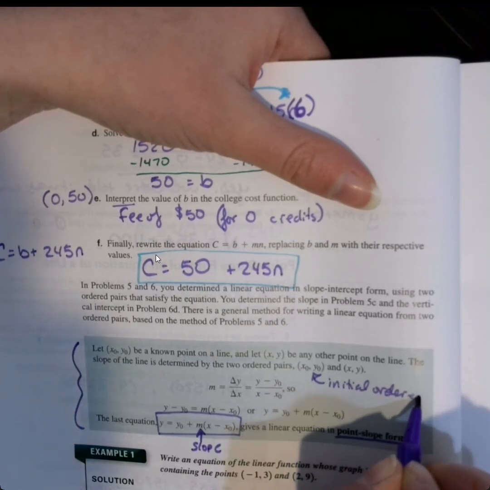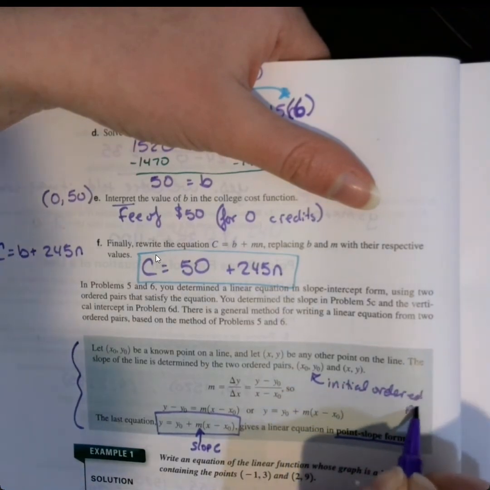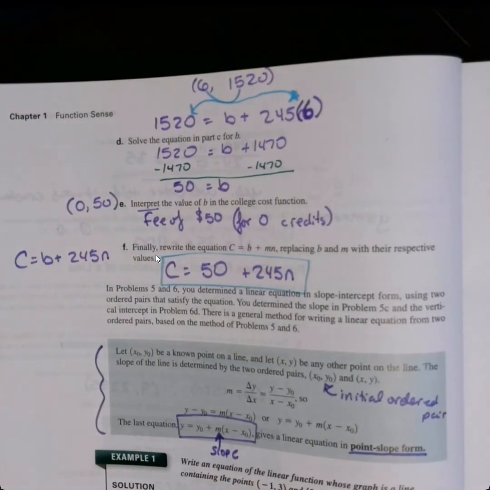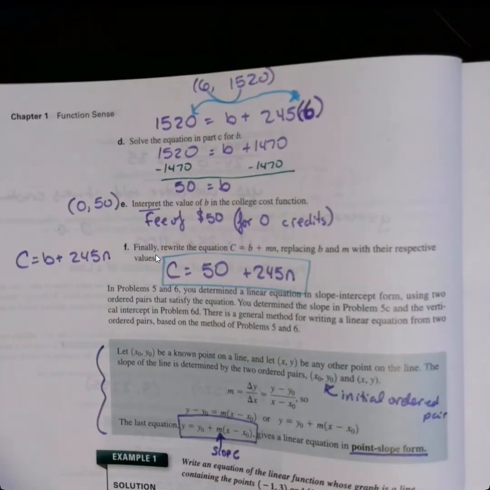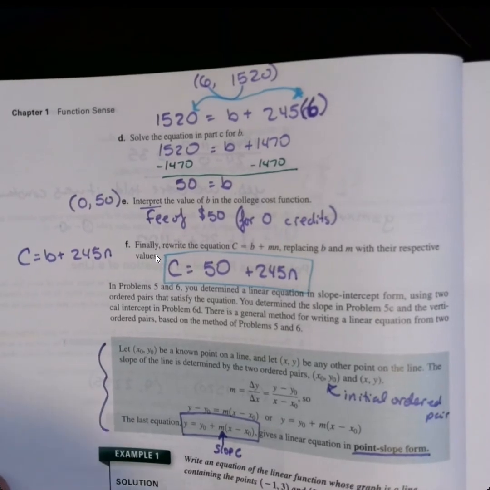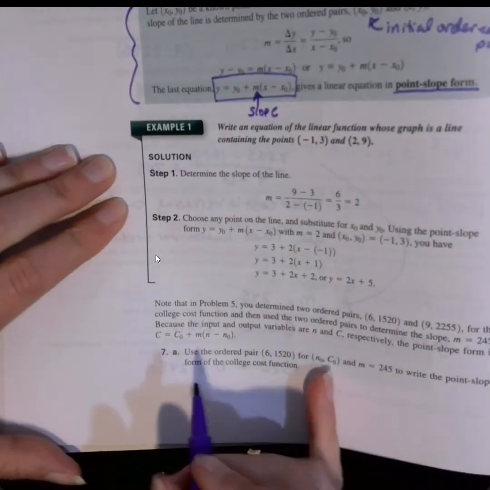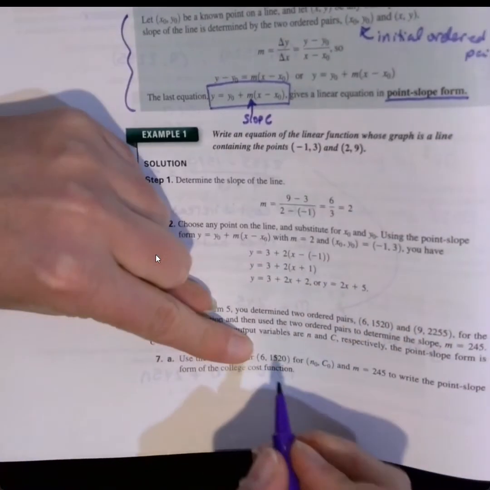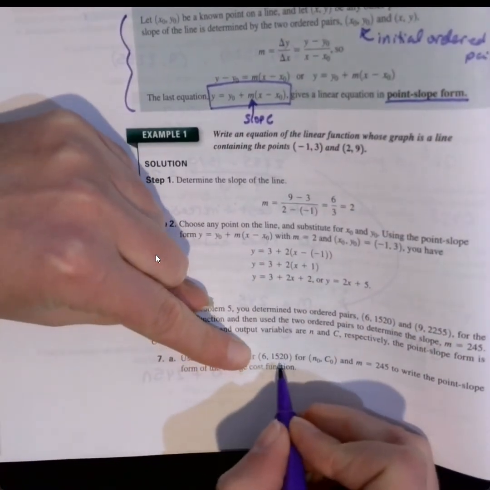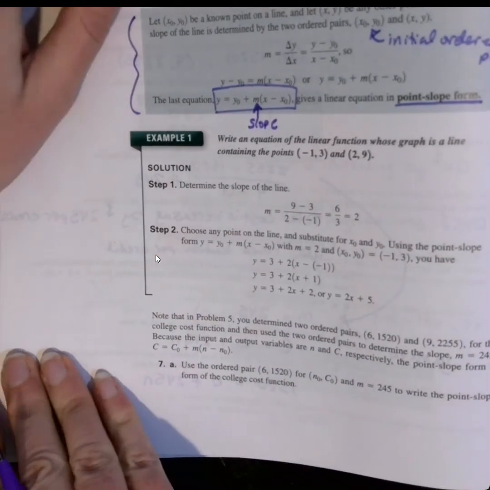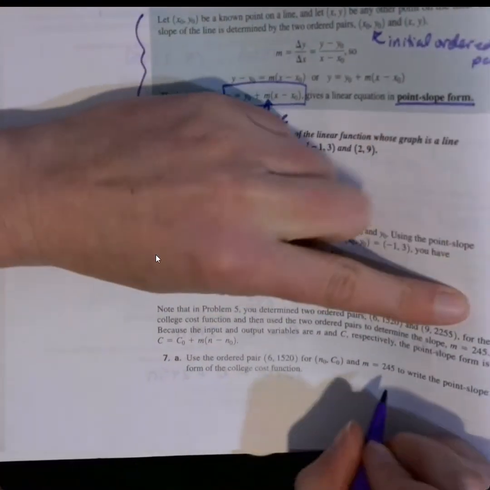And then x and y, of course, are the letters. And we may be using N and C because those were the letters for this context. All right, so there's an example one that shows us how to do this. We're going to go ahead and take our book down here to number 7. We're going to use this same ordered pair for the initial, for x naught, y naught, or c naught, n naught. And we're going to use our slope of 245.